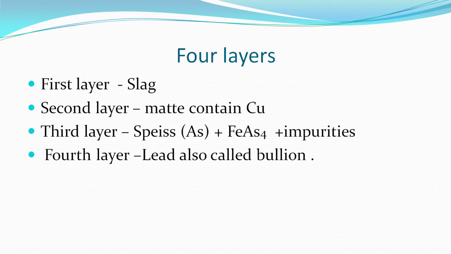So my friend, one more important thing you have to mark: the density of slag as compared to lead is very low. For that reason it is in the topmost part, and lead density is high. If we compare the density of matte and speiss, matte density is low and speiss density is a little higher. So these layers are in sequence according to their density. Whose density is low is in the upper part, and whose density is very high is in the lower part. So these are the four layers you can see in the blast furnace.